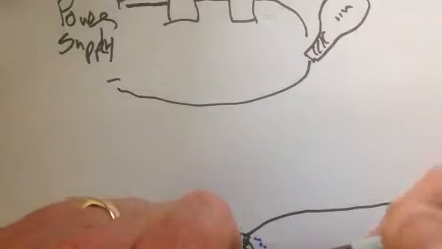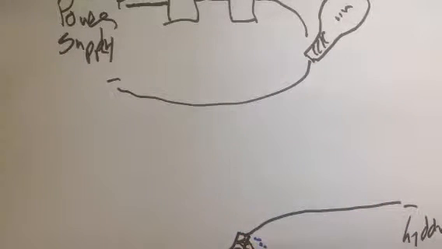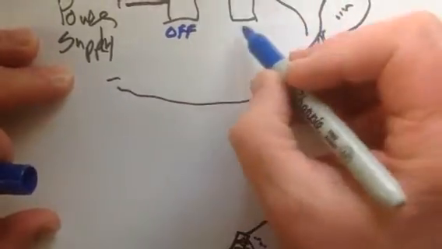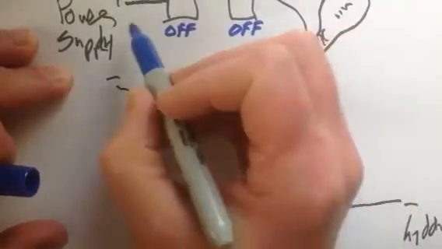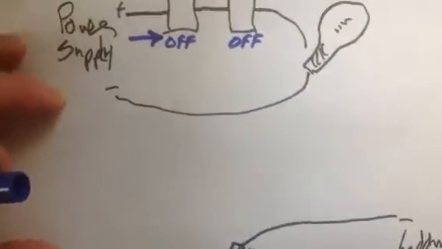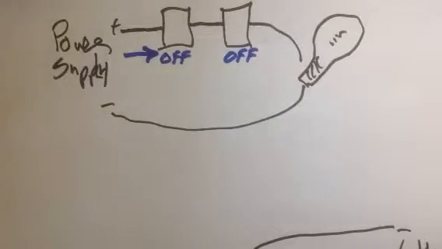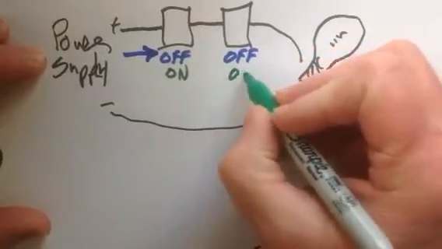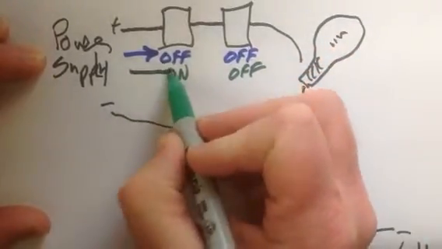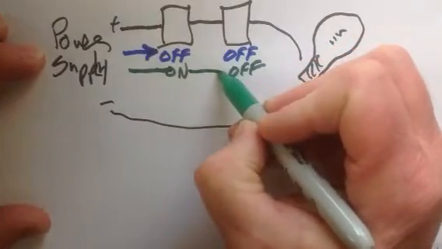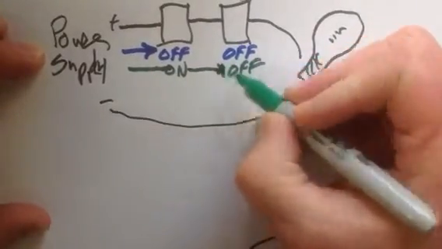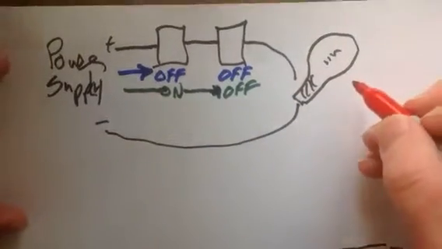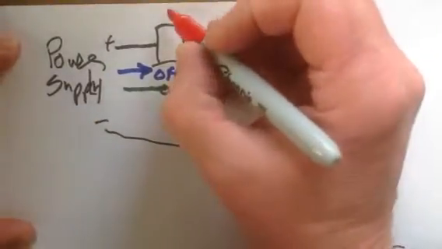Okay, when the switches are both in the off position, power goes this far, but it doesn't go any further than that. If one switch is on and one is off, then the power goes to the first switch. It goes through the first switch, but it stops at the second switch. The only way that power gets to the light bulb in this particular scenario is if both switches are on.